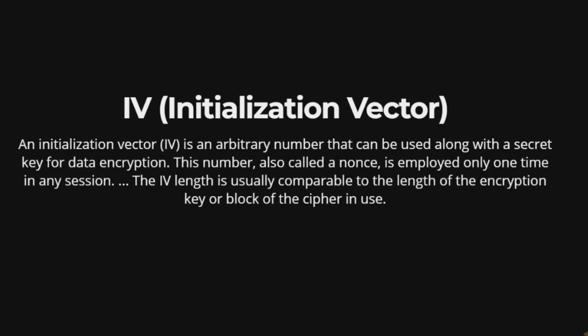IV. Initialization vector. An initialization vector, IV, is an arbitrary number that can be used along with a secret key for data encryption. This number, also called a nonce, is employed only one time in any session. The IV length is usually comparable to the length of the encryption key or block of the cipher in use.